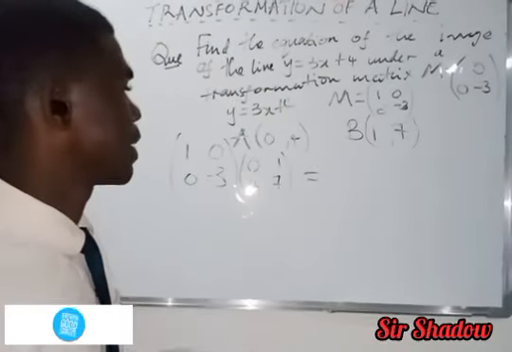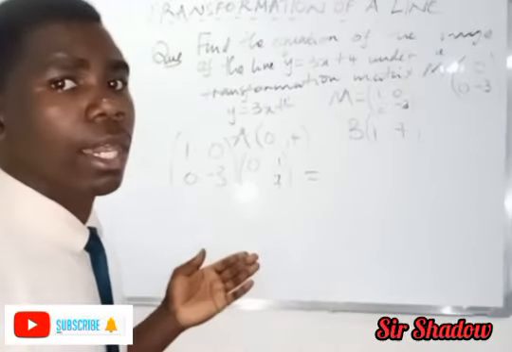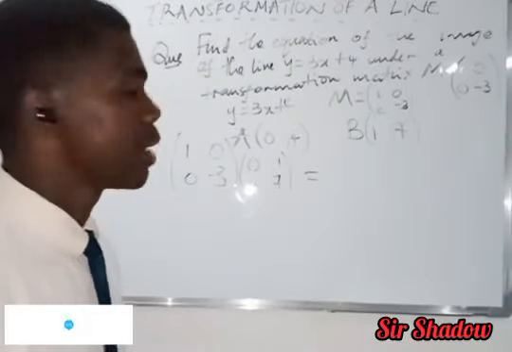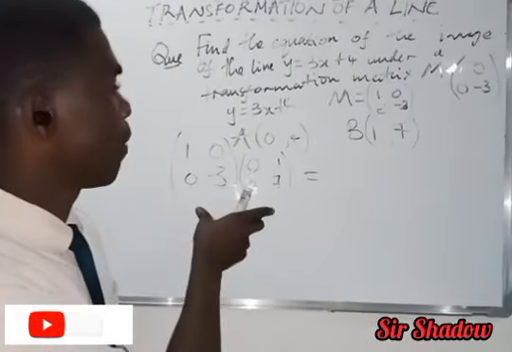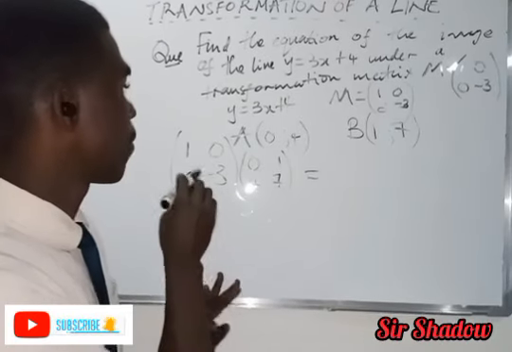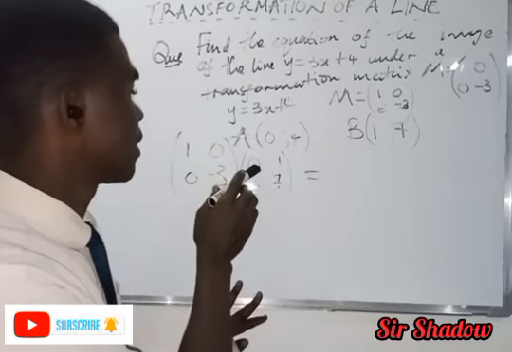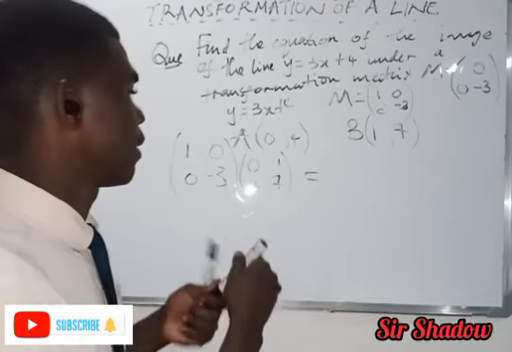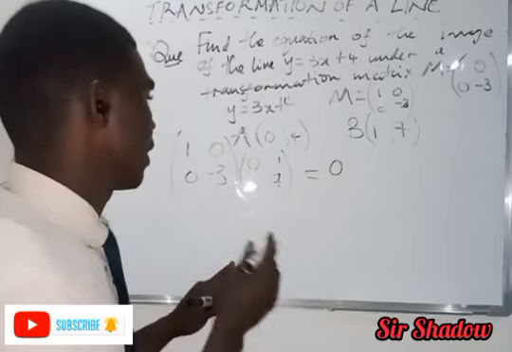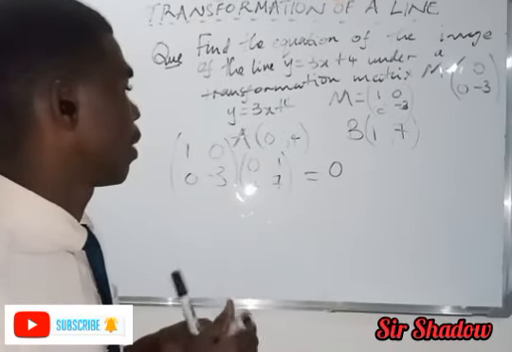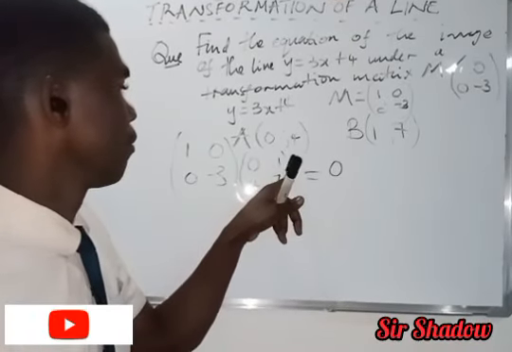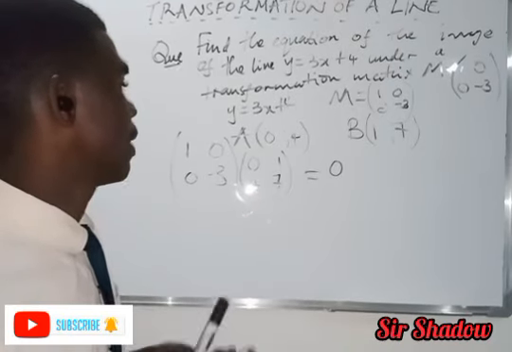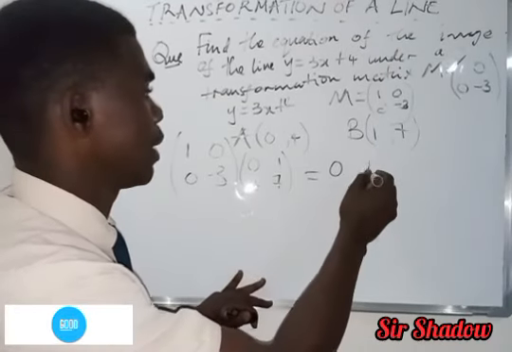This is a matrix multiplication of 2 by 2 matrices, which means the result is a 2 by 2 matrix. So let's multiply these two. Right. So 1 times 0 plus 0 times 4. 1 times 0 is 0 plus 0 is 0 here. Then 1 times 1 plus 0 times 7, which is 1 here.